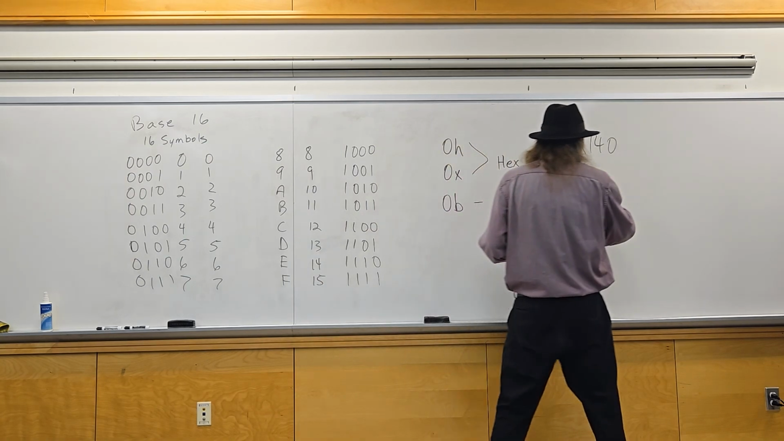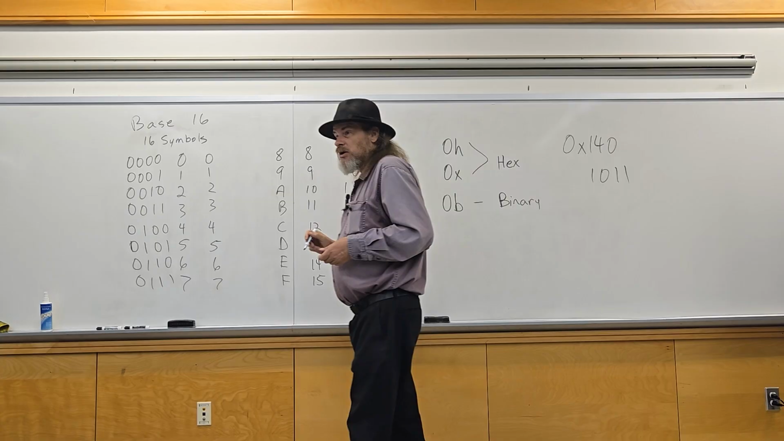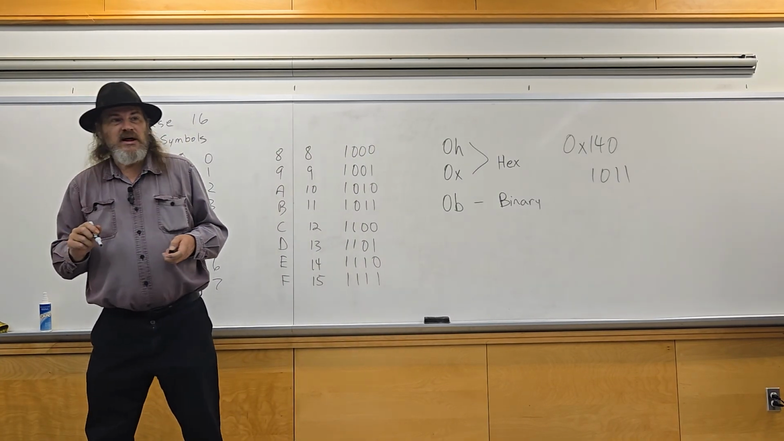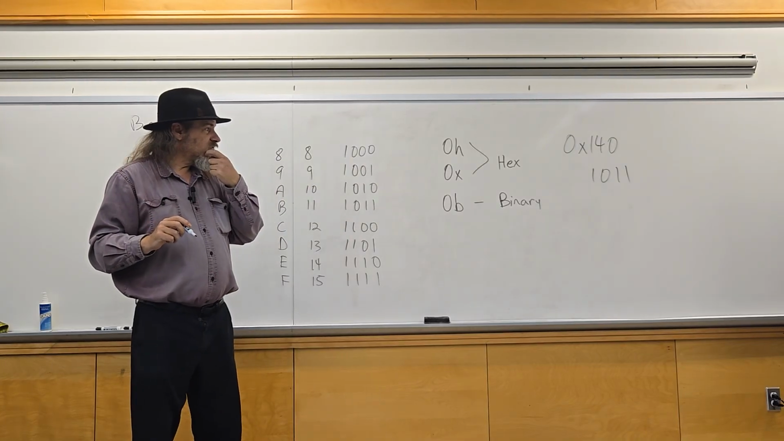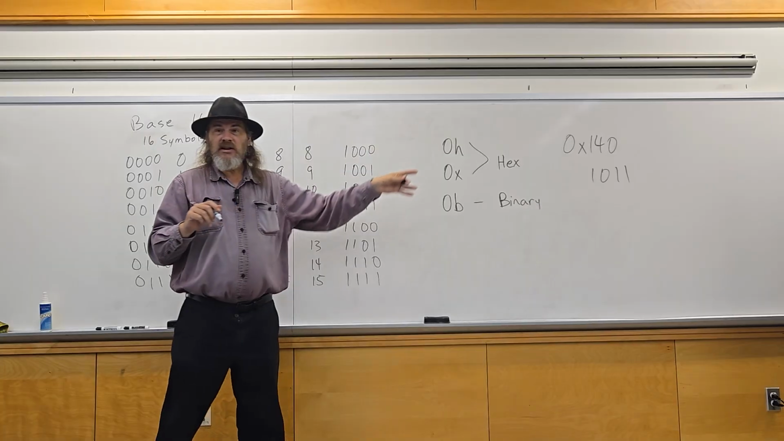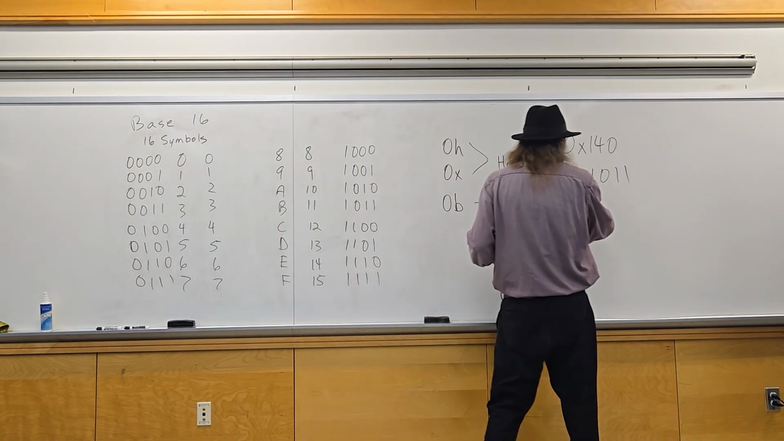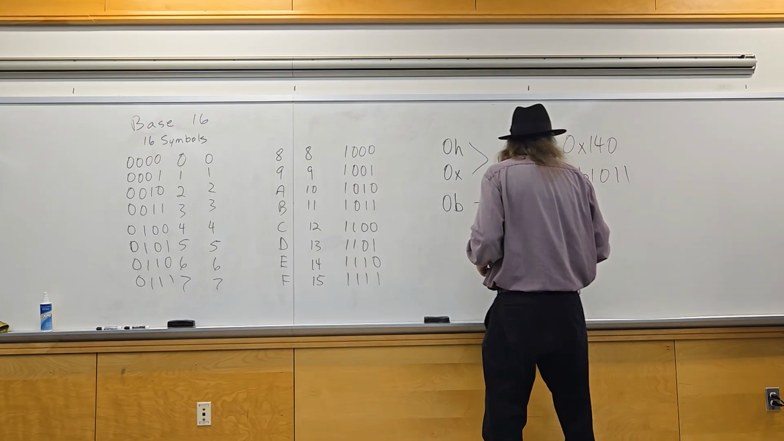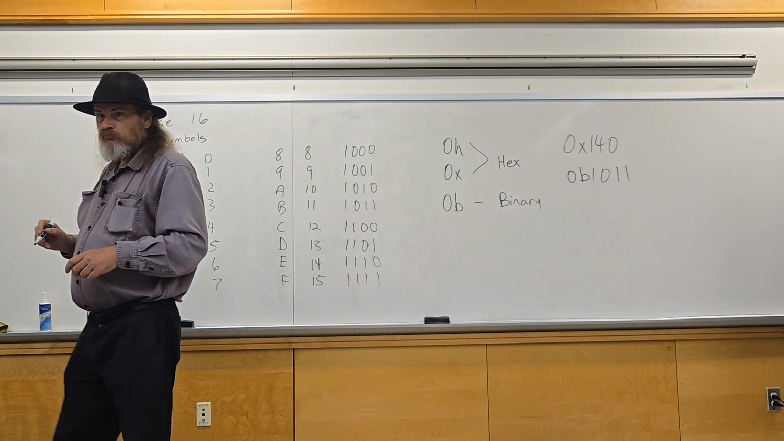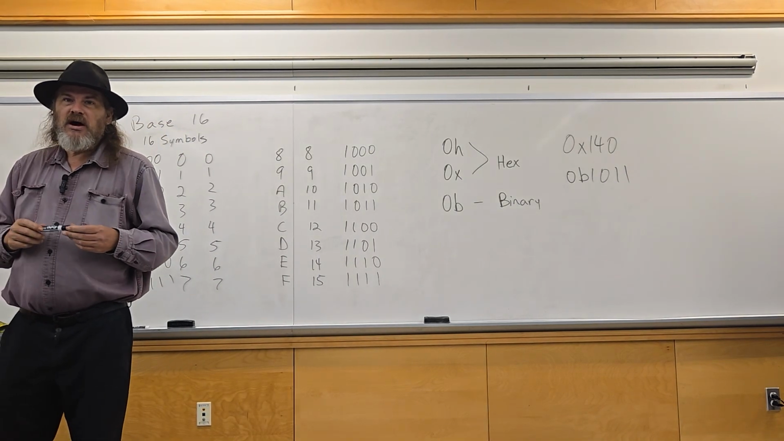Likewise, 1011. That could be binary, it could be hexadecimal, it could be decimal. You have to let the computer know with the prefix what it is. No prefix means it's decimal. It's just 1011. Put a 0B in front of it, it becomes 11. So when you're programming, keep that in mind.